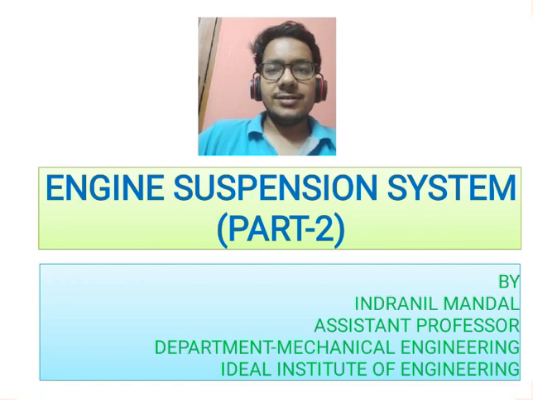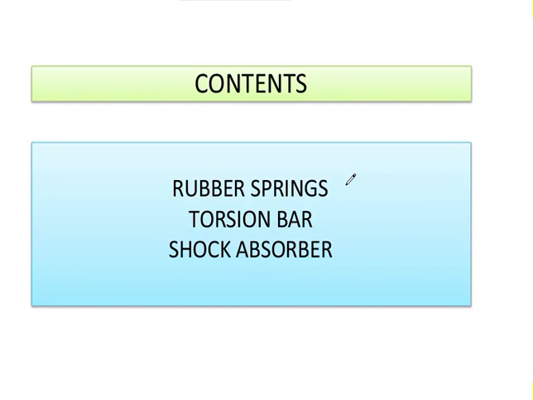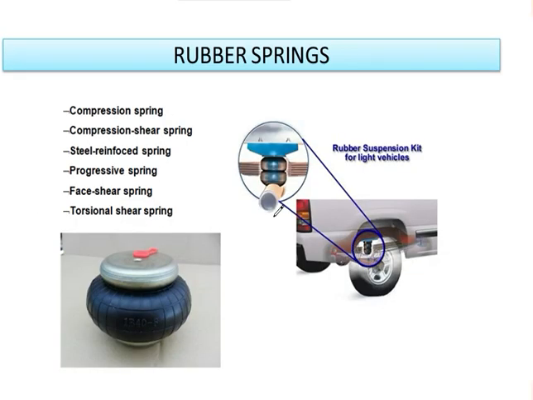Let's start the session. These are the main contents: rubber springs, torsion bar and shock absorber. I will discuss one by one. Rubber springs. This is a schematic diagram of rubber springs, rubber suspension kit for light vehicles. Rubber springs are classified as compression spring, compression shear spring, steel reinforced spring, progressive spring, face shear spring and torsional shear spring. Let's discuss one by one.